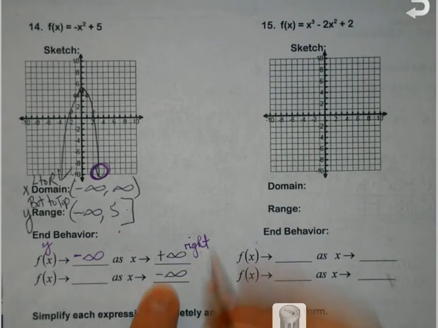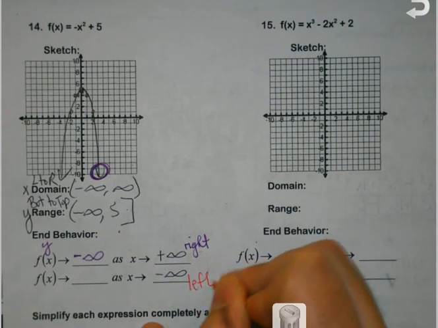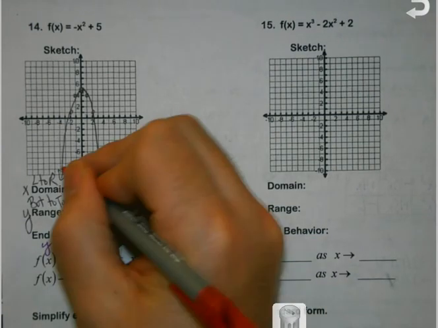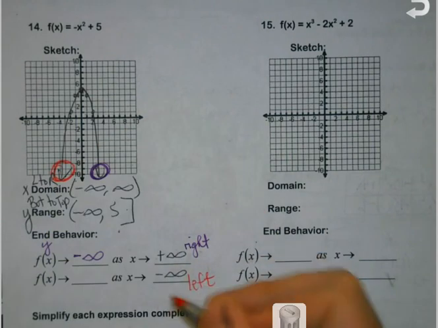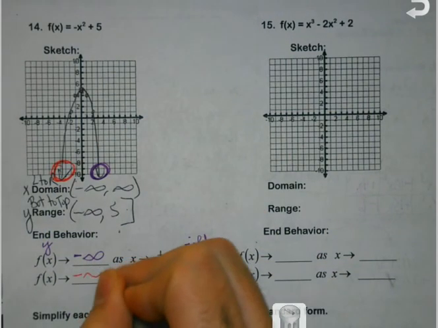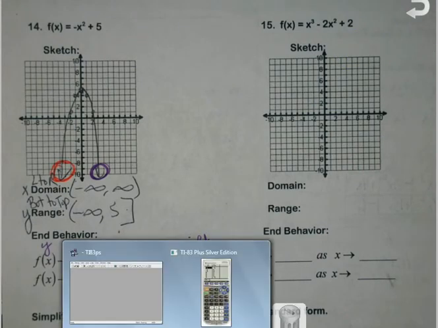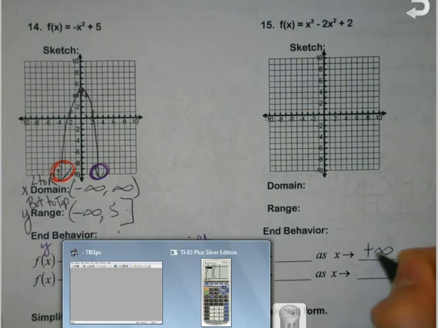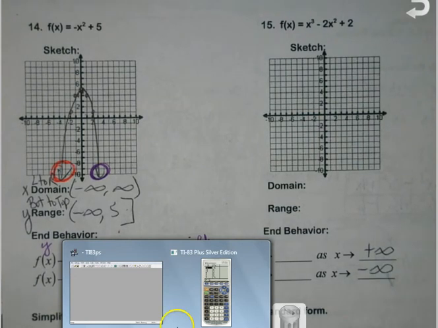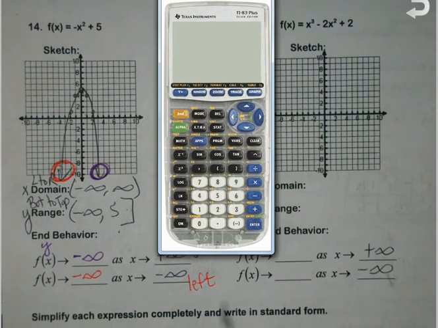So x heading to negative infinity is what's going on when x goes to the left. Well, that's over here. What's happening to y? It's going down toward negative infinity. Okay, that's it. So whenever you're doing these, the x part always is going to have one of each. The f of x depends on what your graph looks like.